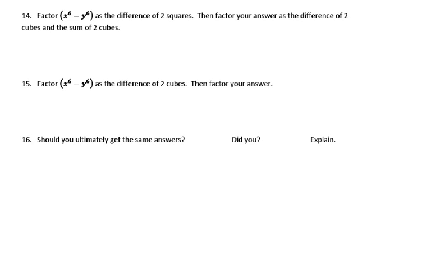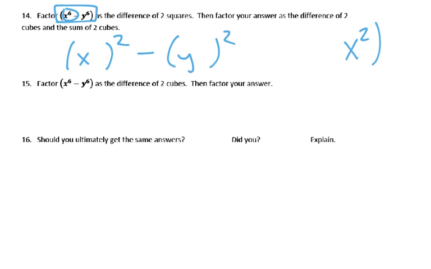So, factor x to the 6th minus y to the 6th as the difference of two squares. Then factor your answer as the difference of two cubes and sum of two cubes. So, what they're saying is, think of that as x to the what power squared minus y to the what power squared. Well, if you think about the rules with exponents, if I have x squared to the 3rd, we multiply those to get x to the 6th. So this would be x cubed and y cubed.